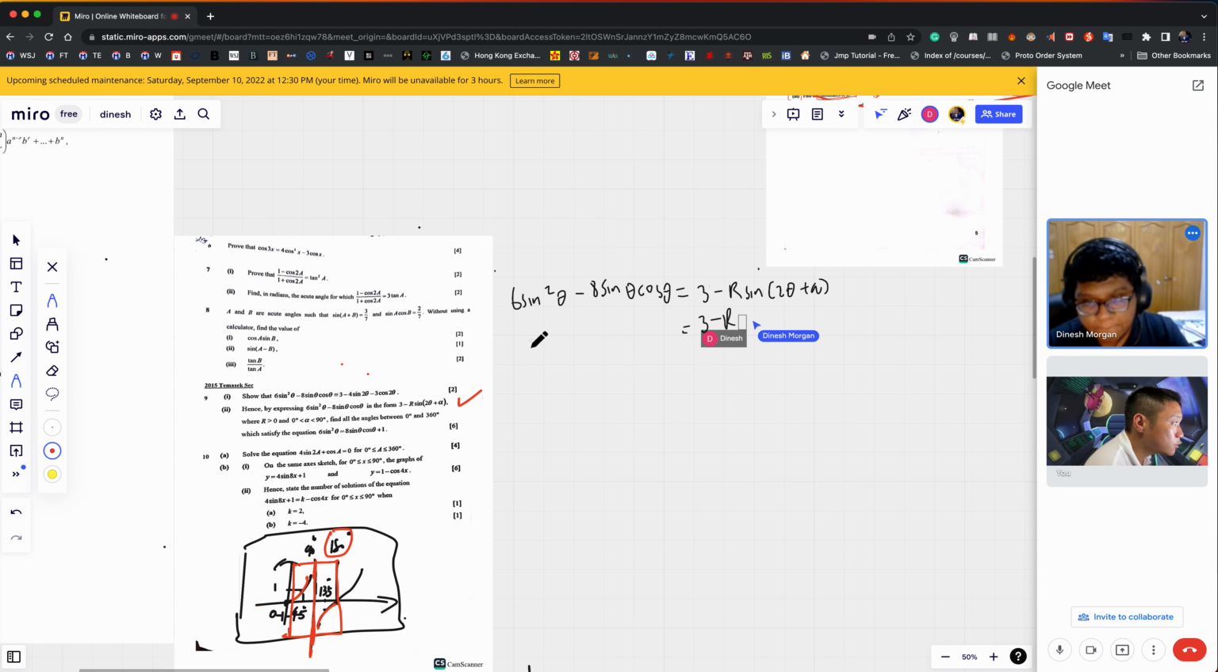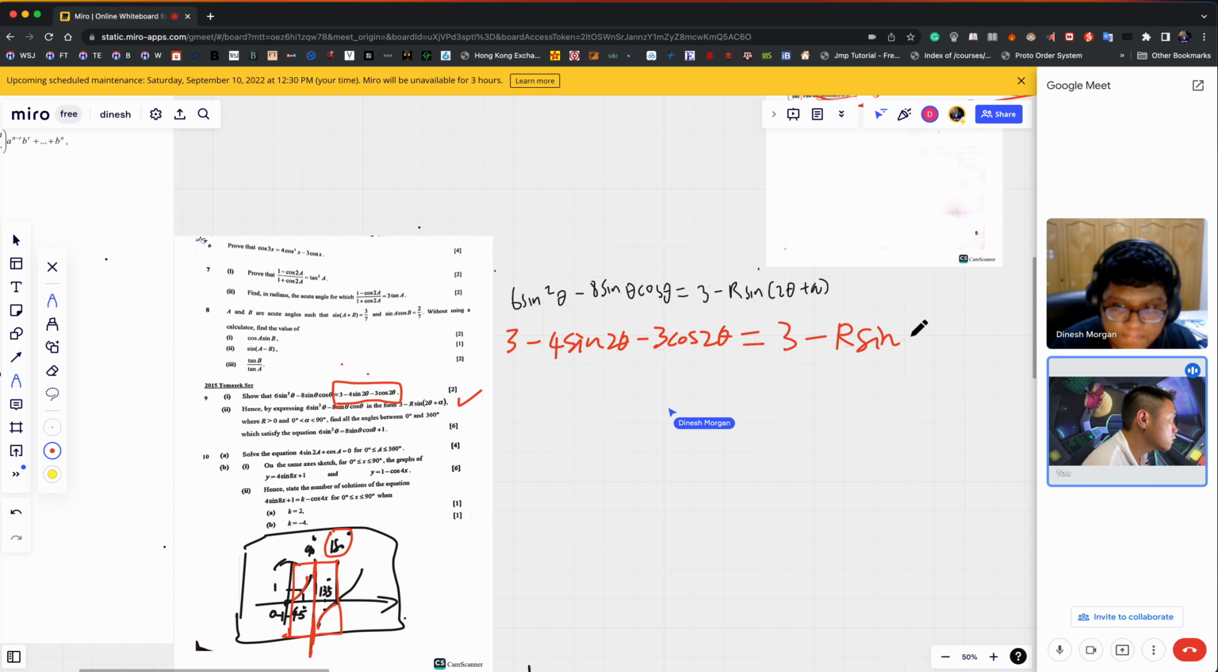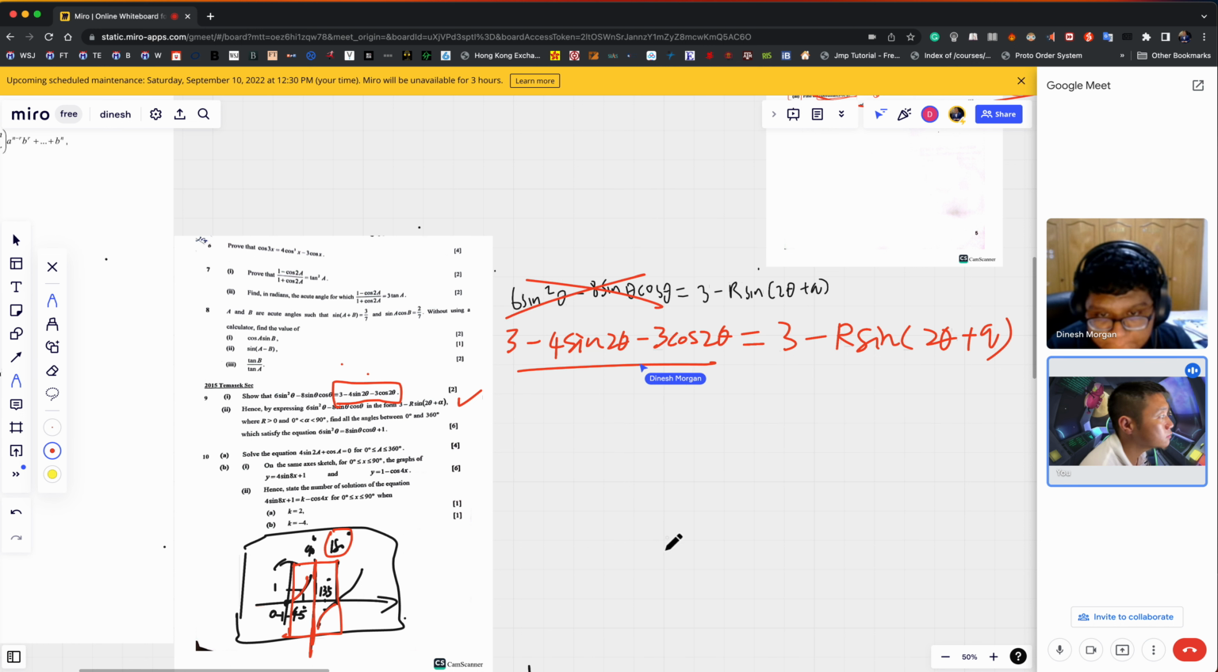No, hold on. You should try this. So this part you just use. So it's 3 minus 4 sine 2 theta minus 3 cosine 2 theta. You want to get this into 3 minus r sine 2 theta plus alpha. So you should just use the right hand side, instead of this.